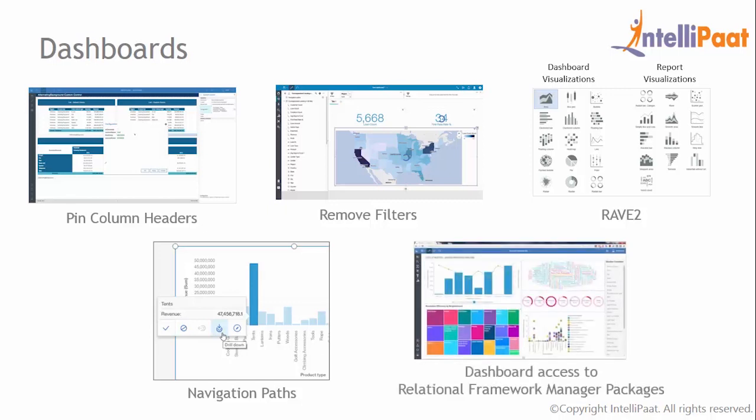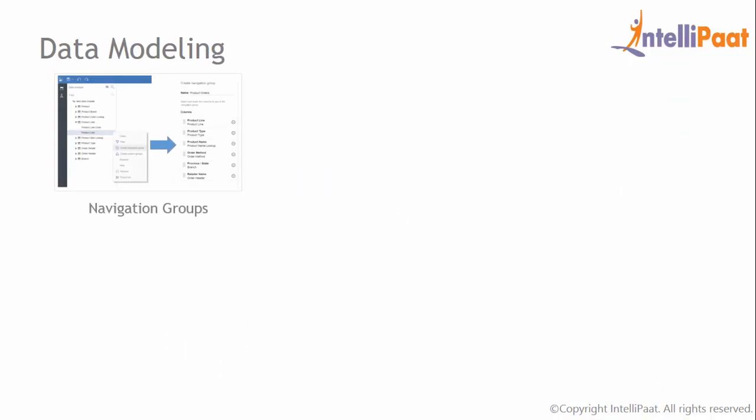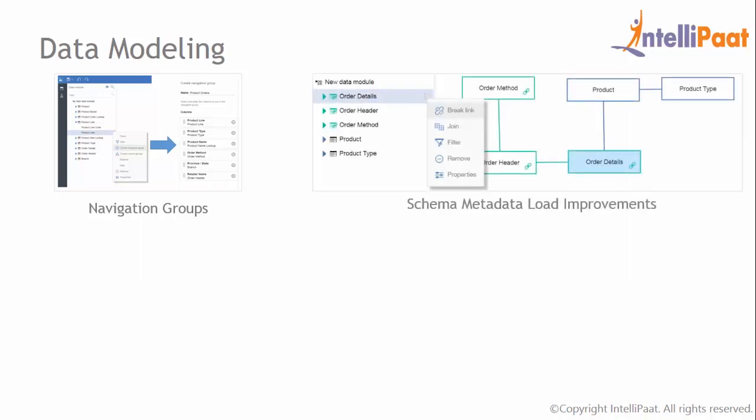Access to Relational Framework Manager packages. Users can now access FM packages from the dashboard itself and drag and drop the data into the canvas. There are several modeling enhancements in this release, such as navigational groups. Data modules now contain navigation groups where users can create columns of different levels and fields and create different drill paths for their analysis. Schema metadata load improvements.